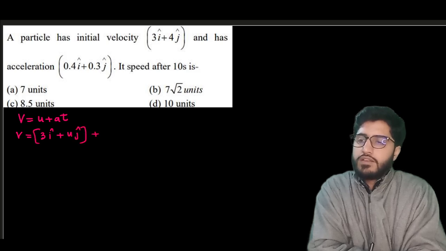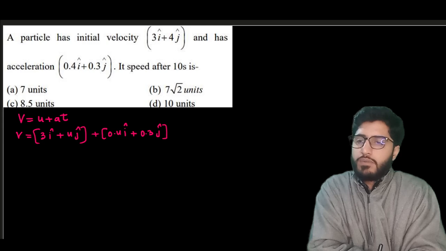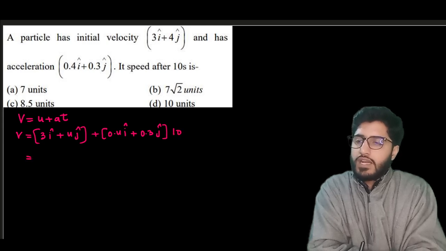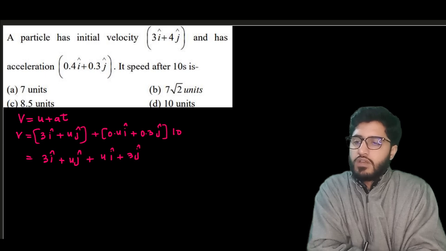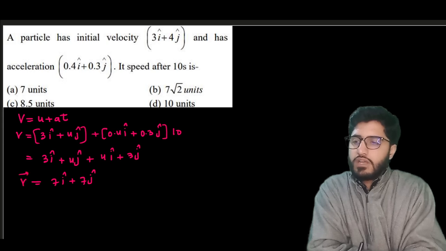Then a is given to be 0.4 i cap plus 0.3 j cap, which we multiply by 10. So can I write it as 3 i cap plus 4 j cap? It will be 4 i cap plus 3 j cap. It will be 7 i cap plus 7 j cap, in vector form, right?